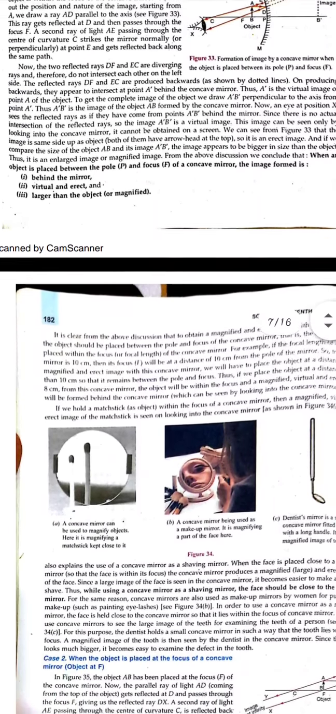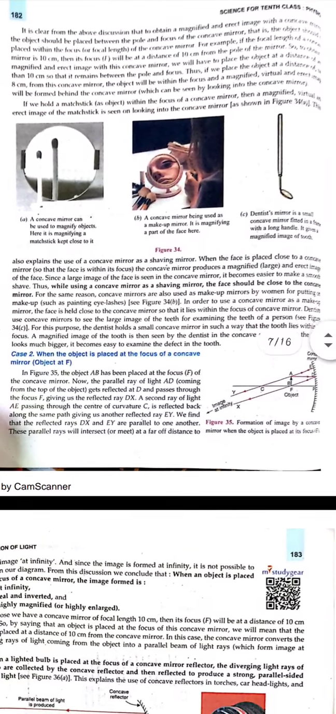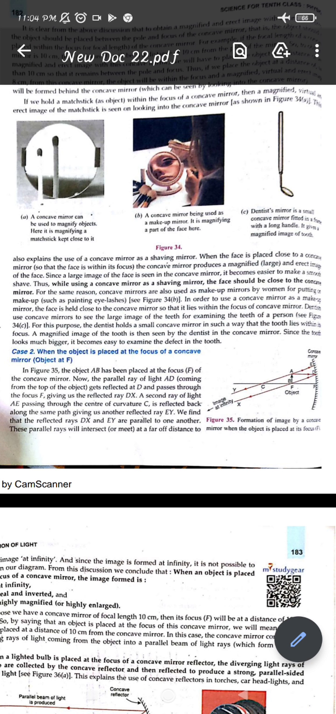So whenever the object is kept between the focus and the pole, the image formed is magnified. Here are some examples. The first example is the concave mirror already used for magnifying objects, like the magnifying glass you have seen, where whenever we see an object we get an enlarged image. This is the type of concave mirror where the object is kept between the focus and the pole. And secondly, the concave mirror used for makeup.